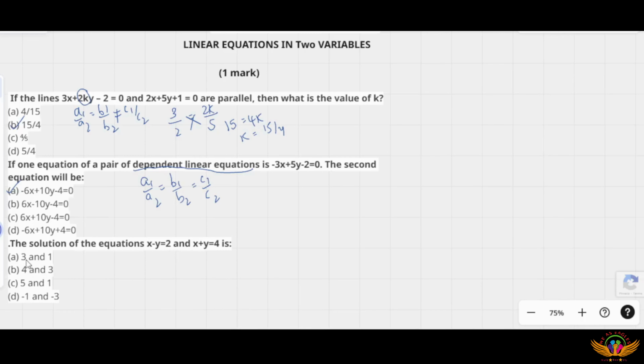If I put x value 3 and y value 1, 3 minus 1, 2. Yes, satisfied. And 3 plus 1, 4. Yes, it is satisfied. So option A is the answer. If you want to cross check with other, let us see.